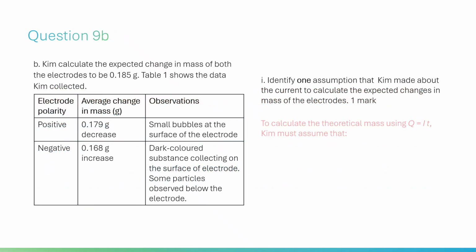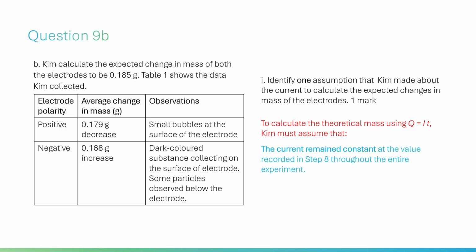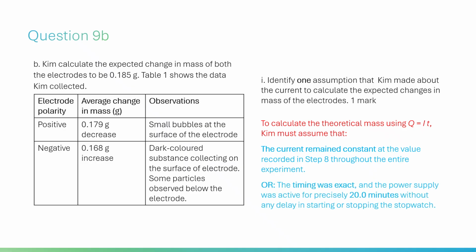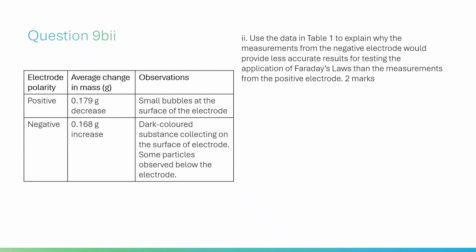To calculate the theoretical mass using Q equals It, Kim must assume that the current remained constant at the value recorded in step 8 throughout the entire experiment. OR, the timing was exact, and the power supply was active for precisely 20.0 minutes without any delay in starting or stopping the stopwatch. Mark 1.